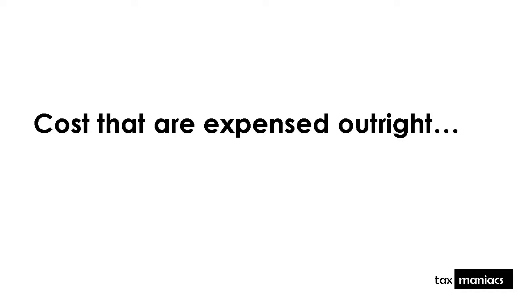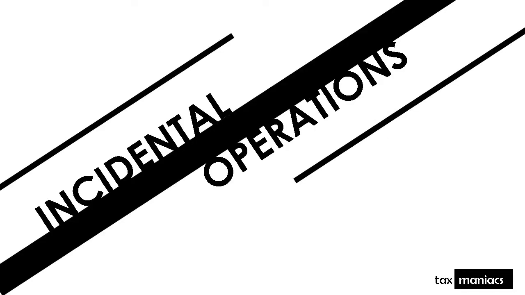The third one is the costs that are expensed outright. When you say expense outright, it is an accounting and bookkeeping application that assists small businesses with managing their business income and expenses. In short, it provides them with a means of organizing and categorizing expenses. The fourth one is incidental operation.